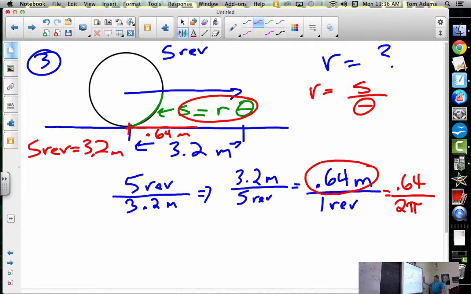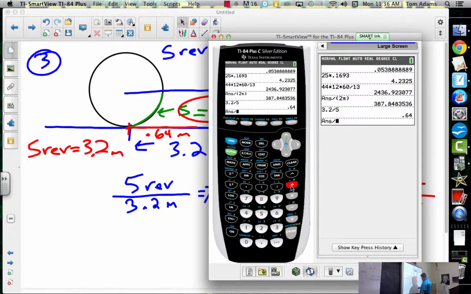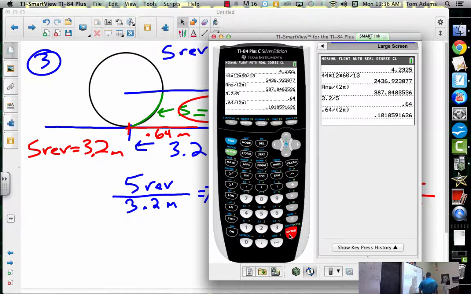Well, let's do that on our calculator and see what we get. 0.64 divided by, in parentheses, 2 pi. Not having a lot of luck here with my calculator. So I have 0.1 meters roughly.